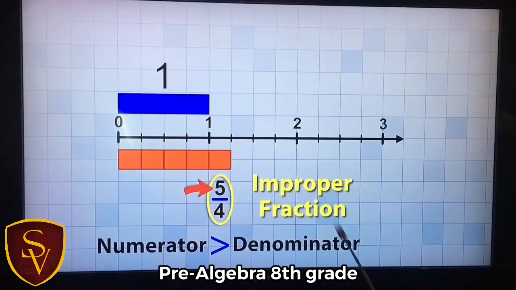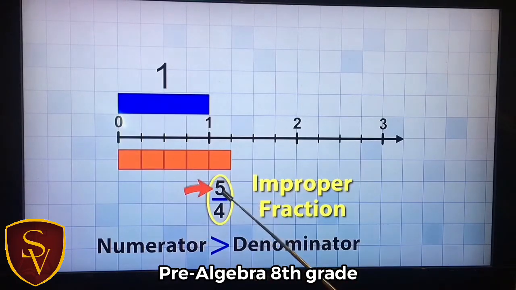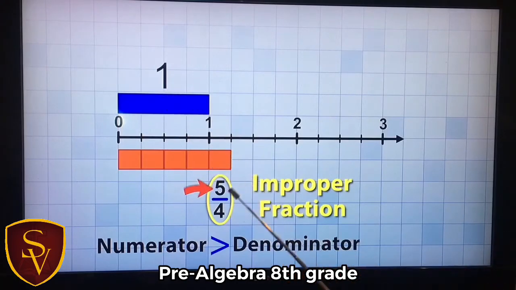When we see our number line, and the fraction is coming up, we see that the numerator has been increased from 4 to 5. And this fraction, even though it was whole at the beginning, a whole fraction, has become an improper fraction. Why is it an improper fraction? Because the numerator is bigger than the denominator. That's going to tell us that the number is an improper fraction.